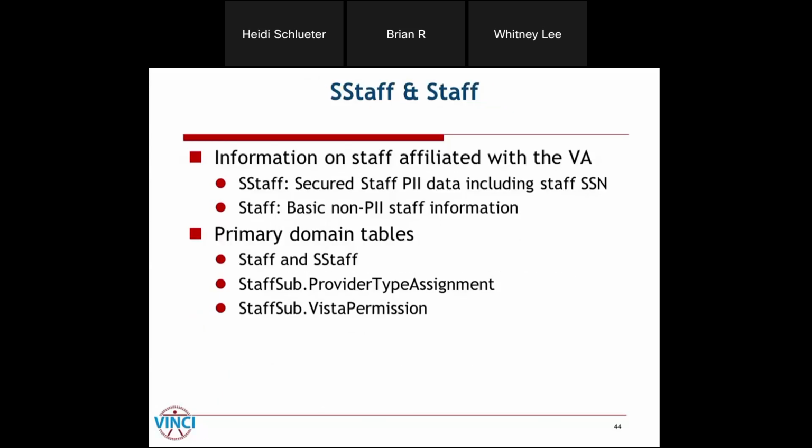And that's the same setup here for the staff and S-staff domain. So same designation there, the extra S in the schema means that there's more sensitive information in those tables. And the staff domain here has information on the staff that is affiliated with the VA. So again, this can include stuff like PII data, including staff SSNs, and these are the primary domain tables here.